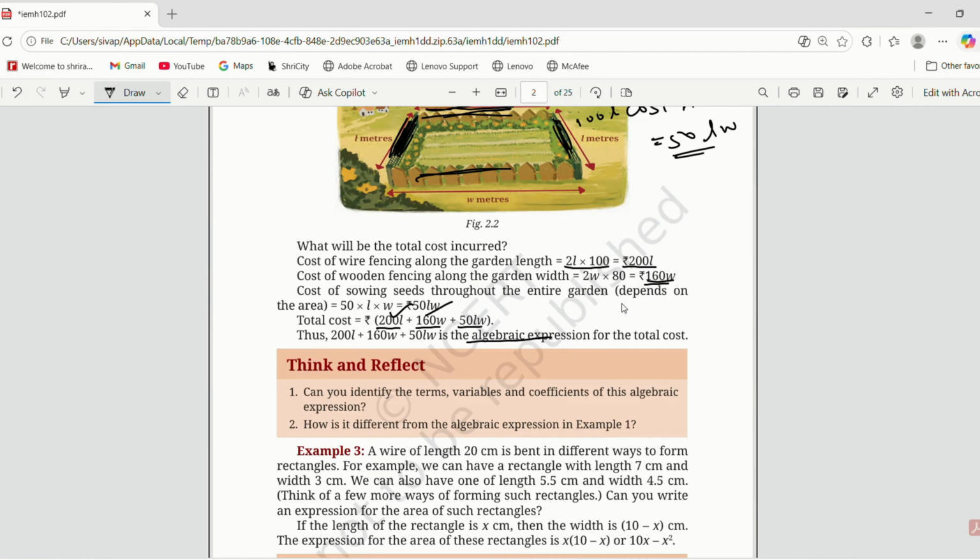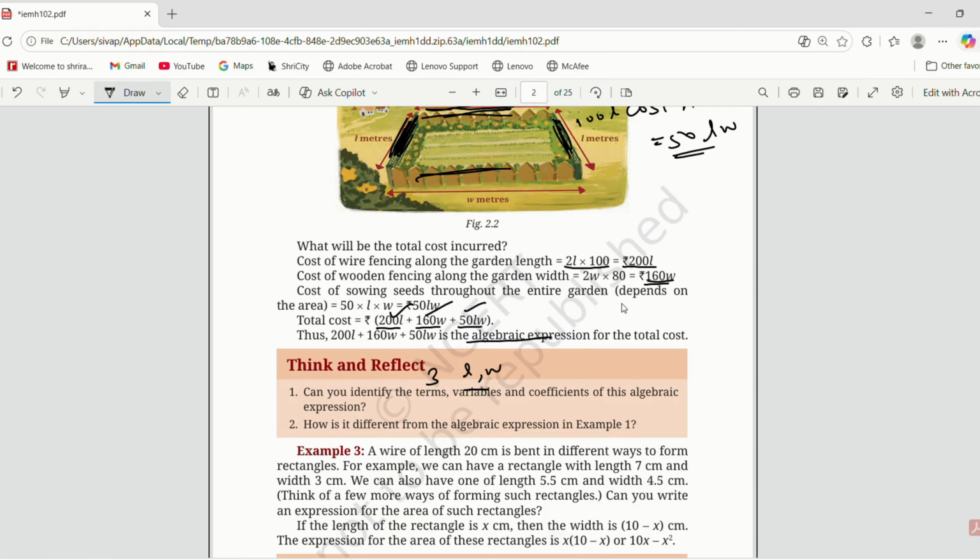One is 200L, another one is 160W, and another one is 50LW. And what are the variables they are asking? Since there are two letters, L and W, we know that the variables are L and W. So we are having three terms and the variables are L and W. What are the coefficients of this algebraic expression?